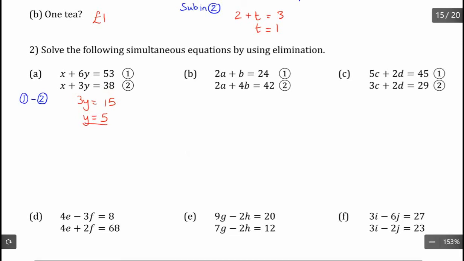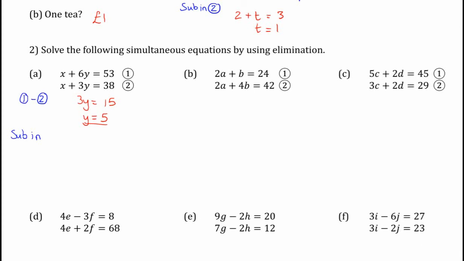Don't forget though, I've got to find the other answer, I've got to find what x is, and to do that I'm going to substitute y equals 5 into one of those equations. Doesn't matter which one, I'm going to go with equation 2. So x, I still don't know what that is. 3 lots of y is 15, x plus 15 equals 38. And then I'm going to solve that equation by taking away 15, and that will give me 23.